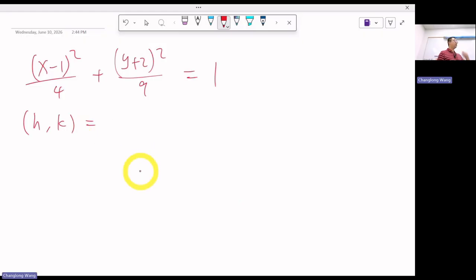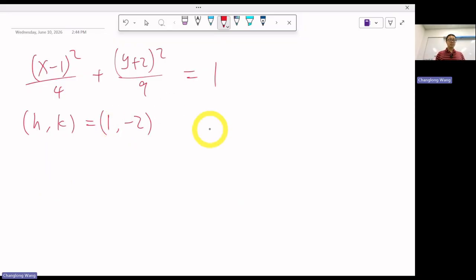H is the horizontal shift, right? Or let's say the location of the new center. See that it's the number that you're subtracting from the x, right? So that will be 1. Now, what about k? Would k be 2? Negative 2. Yes, negative 2. So make sure to pay attention to the sign change. So now you see that it's shifting everything to the right by 1 unit, shifting down by 2 units.